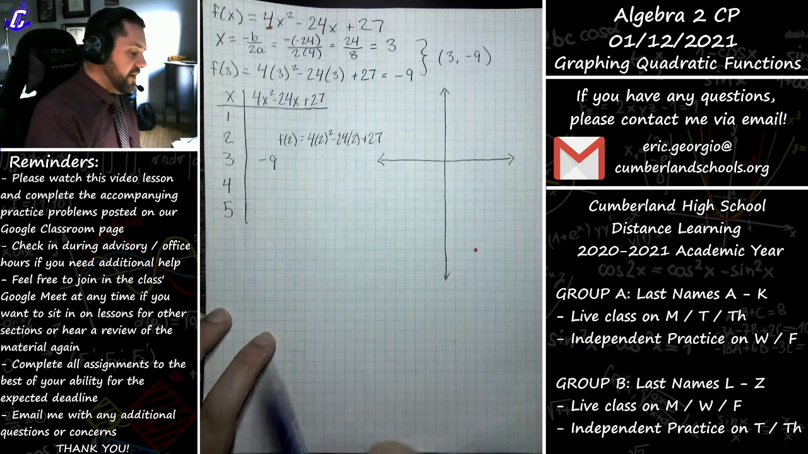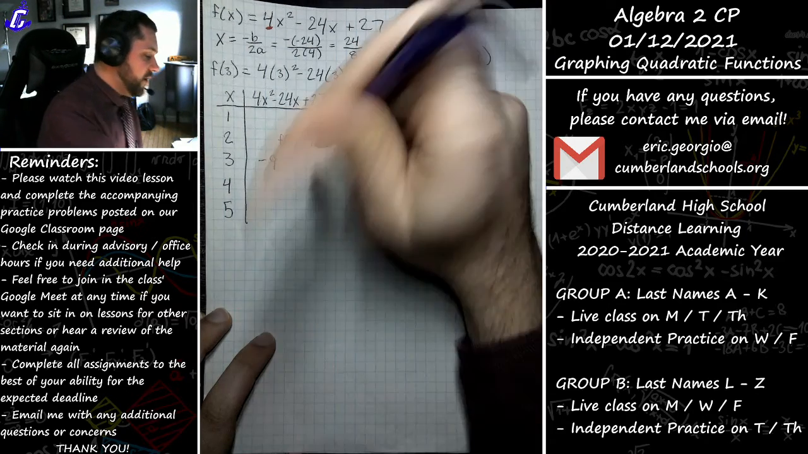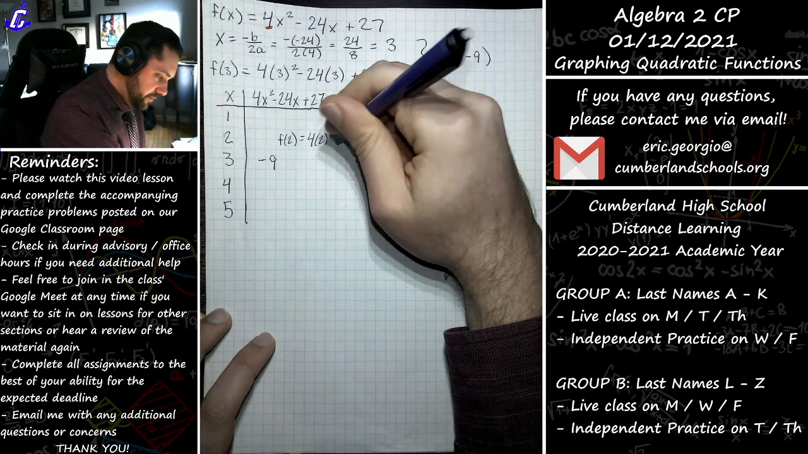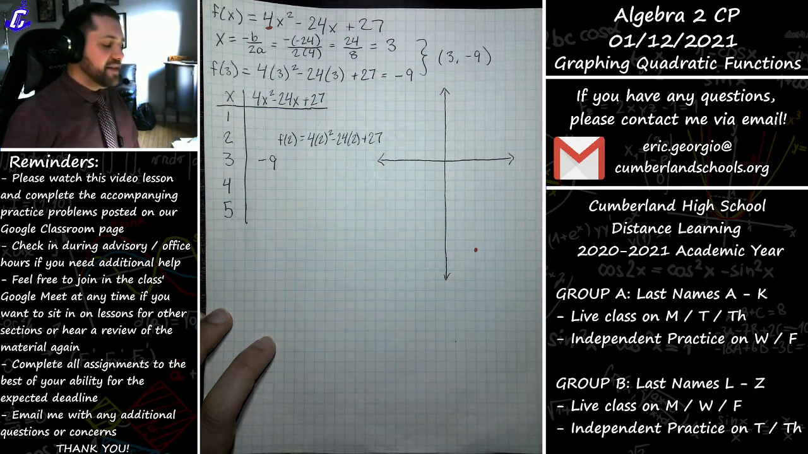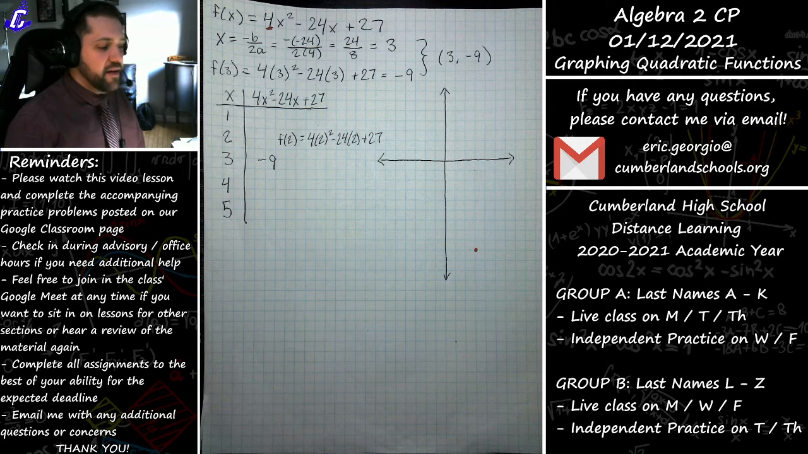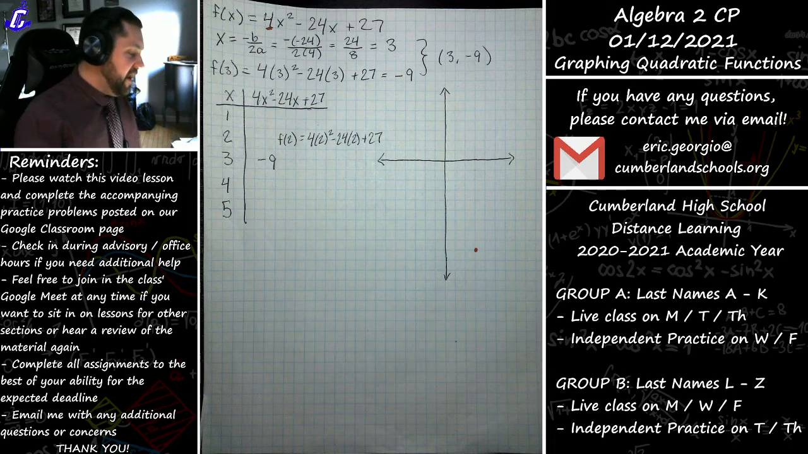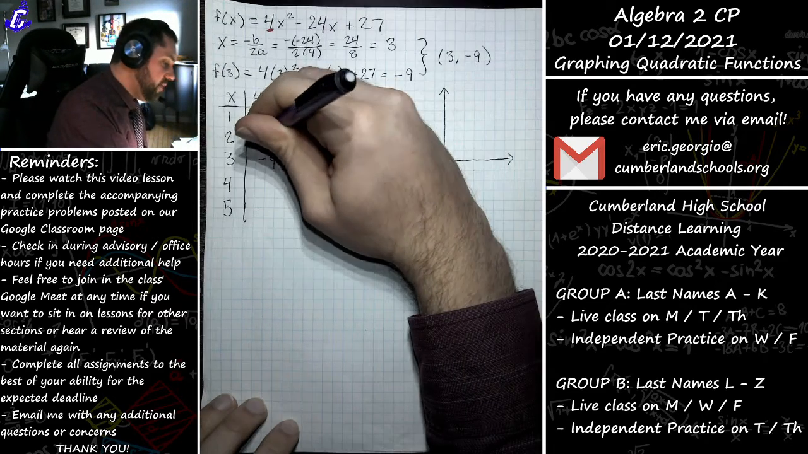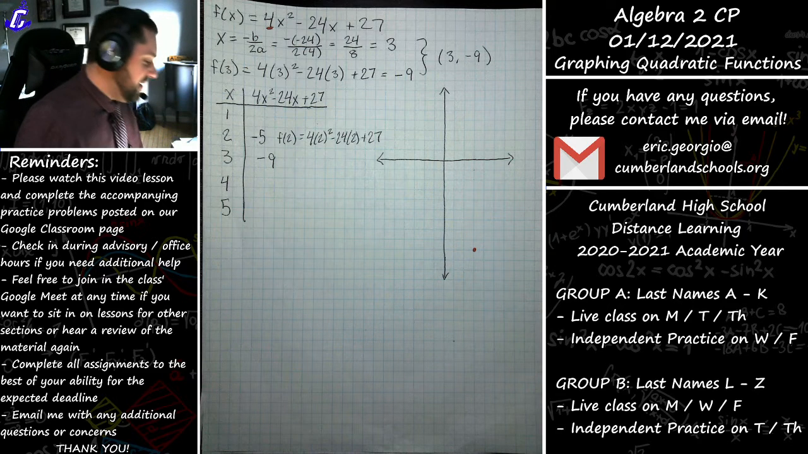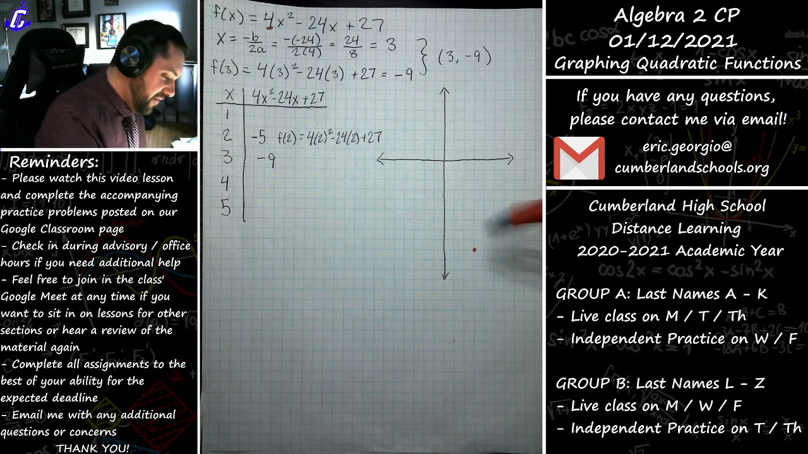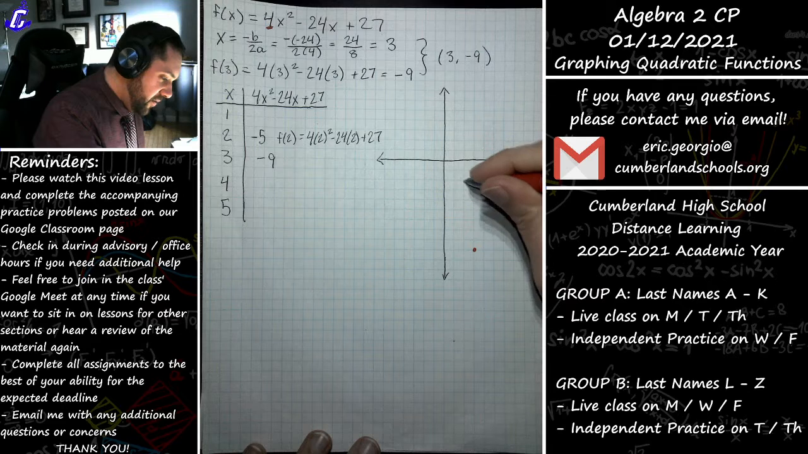2 squared is 4 times 4 is 16. 16 minus 24 times 2, that's 48. 16 minus 48 is going to be negative 32. Plus 27 is negative 5. Whew, good mental math there. I almost had to break out the calculator, but we can do it. Next point's at 2 comma negative 5. 2 comma negative 1, 2, 3, 4, 5.